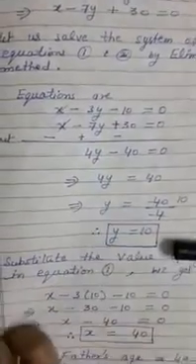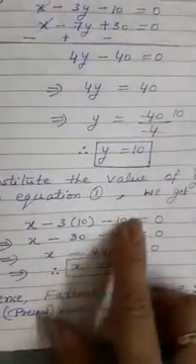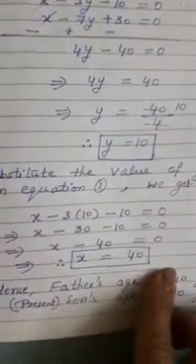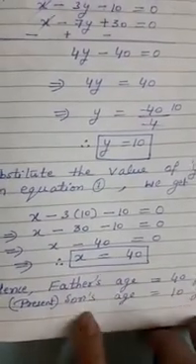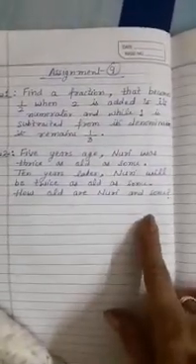This value of y we will substitute in any one of the equations. We are substituting the value of y here in equation number 1, and by substituting the value we are getting the value of x, which is 40. x is father's age and y is son's age. It means father's age is 40 years and son's age is 10 years. Is that clear? And now these two types you have done, and on the basis of it, this assignment you have to try yourself.